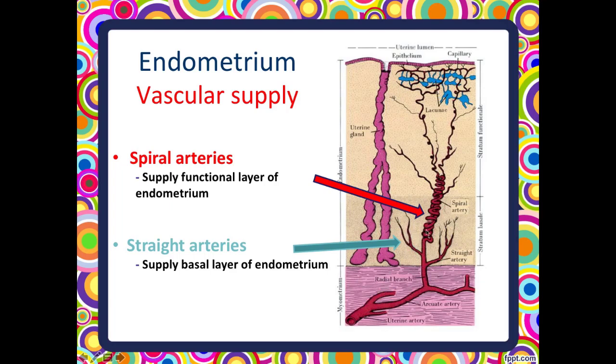The difference and the individual vascular supply of these layers is necessary for the retention of the basal layer, because during the menstruation or during the ischemic phase of menstrual cycle, there is constriction of spiral arteries and ischemia of the functional layer of endometrium, but the blood is still flowing through the straight arteries, and the basal layer does still have the nutrition and oxygen.